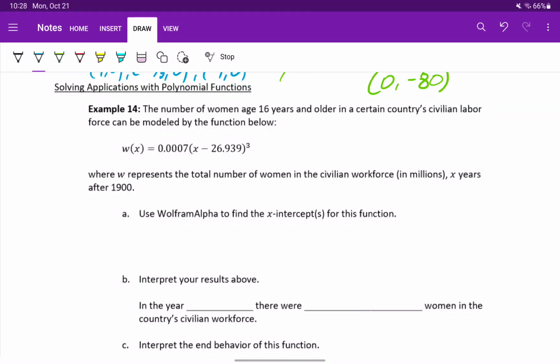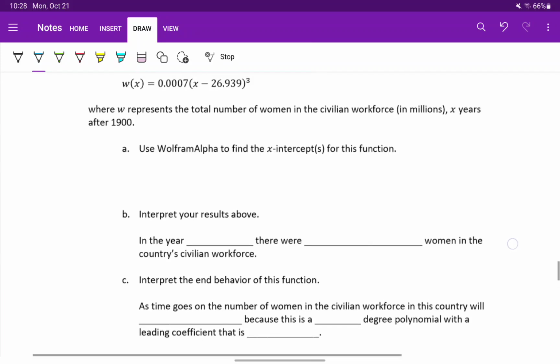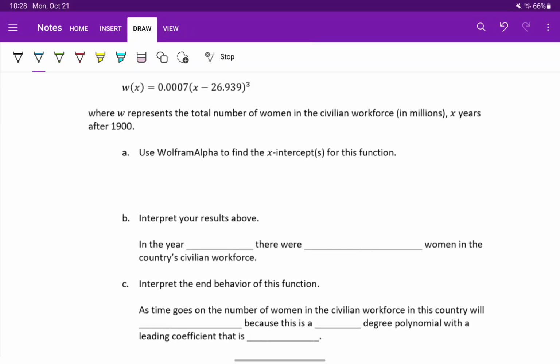In our next two applied examples, we want to look at how we can find intercepts and interpret end behavior for a given function and apply that to some practical results. In example 14, the number of women aged 16 years and older in a certain country's civilian labor force can be modeled by the function below, where W represents the total number of women in the civilian workforce in millions, x years after 1900. We want to use Wolfram Alpha to find the x-intercept for this function and then interpret that result.